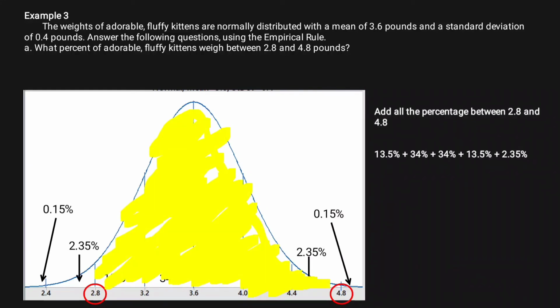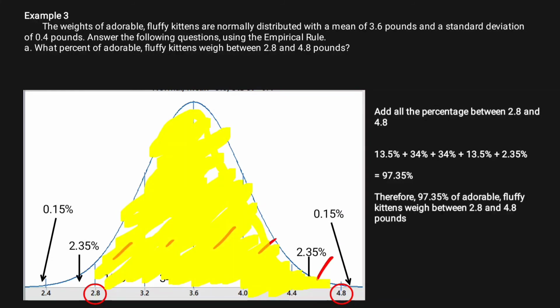Okay, so we have, add lang natin isa-isa. So, we have 13.5% plus 34%, 34% plus 13.5% and then 2.35%. Okay, so that is equal to 97.35%. So therefore, 97.35% of adorable fluffy kittens weigh between 2.8 and 4.8 pounds.